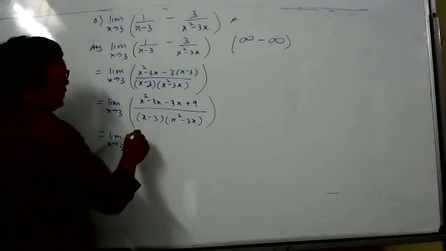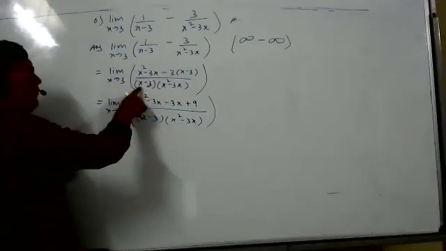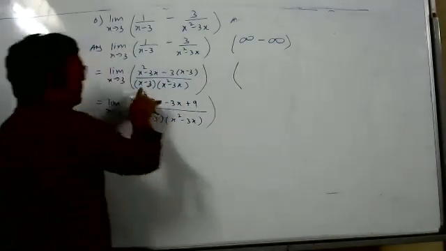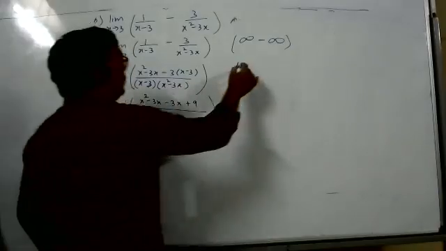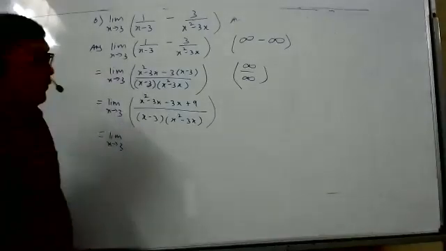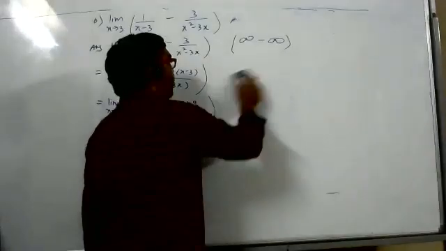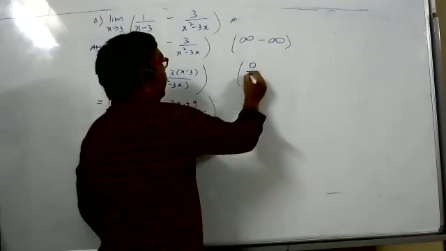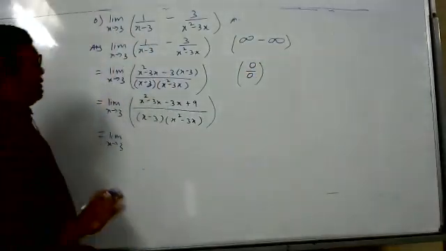In the numerator, in the place of x you put 3 now. Which form did it become? Infinity by infinity or 0 by 0? Very good, it becomes 0 by 0 form. So I was telling you that now we can do the sum easily, since it is 0 by 0 form.